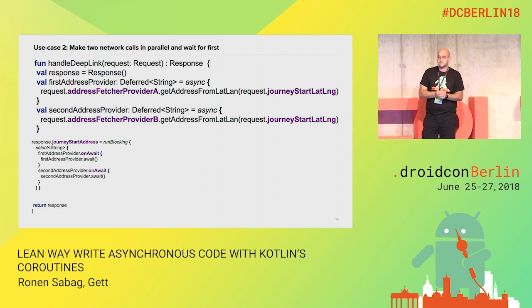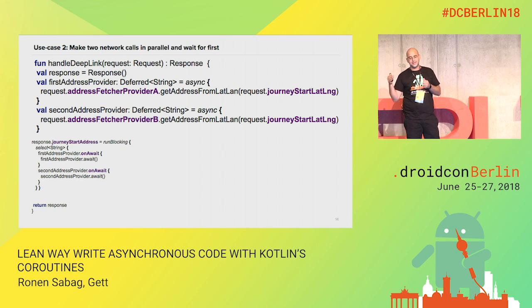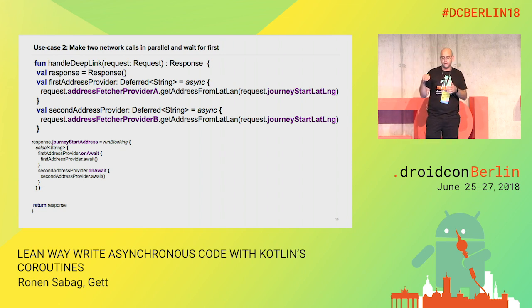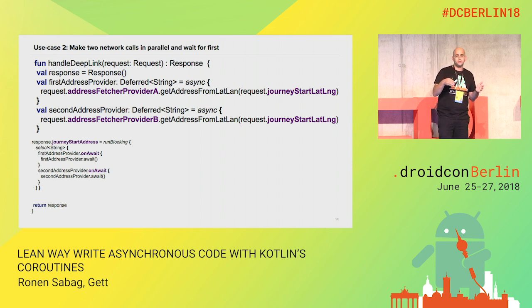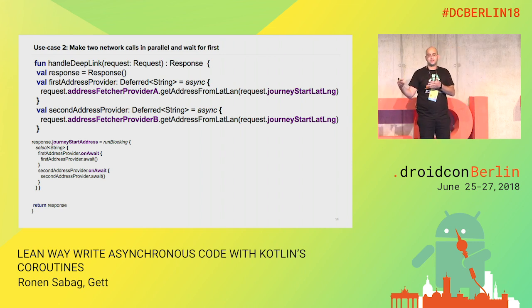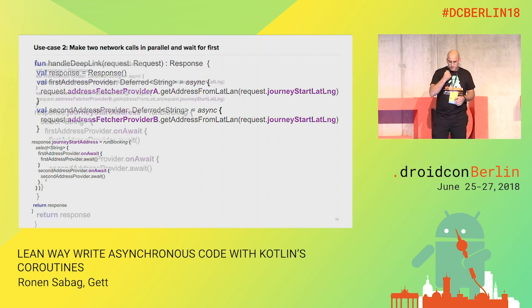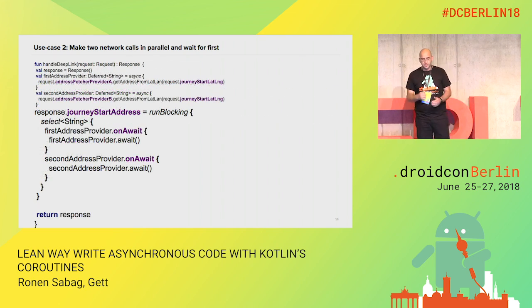Async, unlike launch, doesn't start the execution right away. It's going to wait until we do await, or onAwait in this case. And it returns a Deferred, which extends the Job, but it can also bring me back a value. So I'm going to have these 2 async blocks, and then I want to wait for the first one.